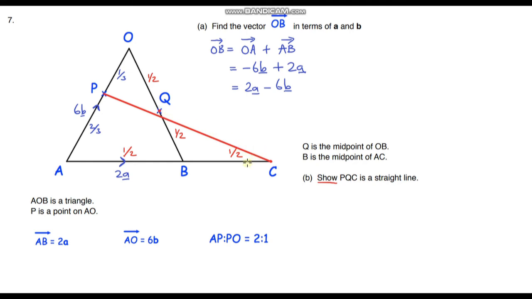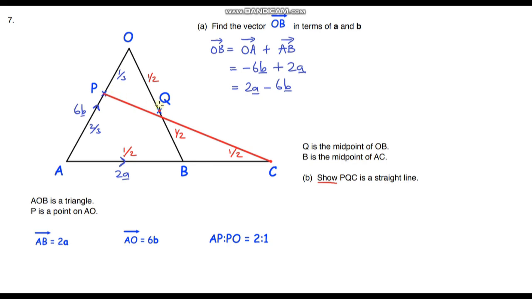And now if one of the vectors is a scalar multiple of the other, then we know that they have to be parallel. And if they're parallel, they must be on the same line because they both go through Q. So first of all, let's work out what the vector PQ is.